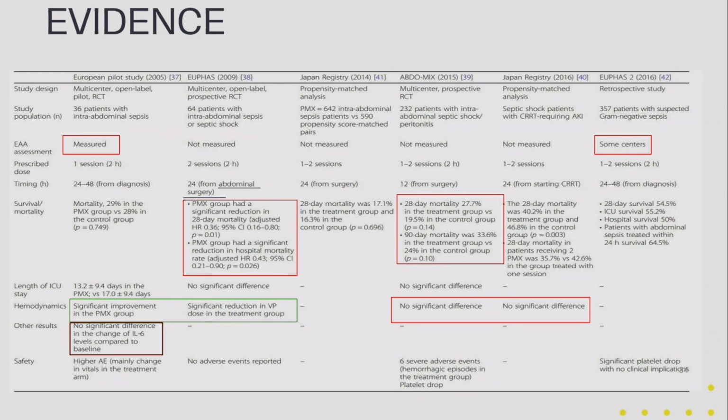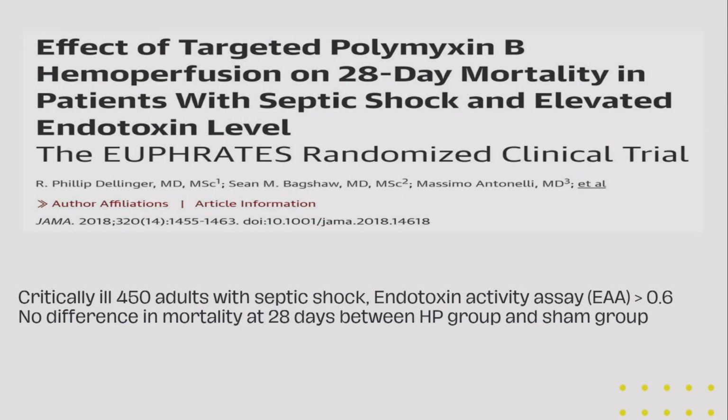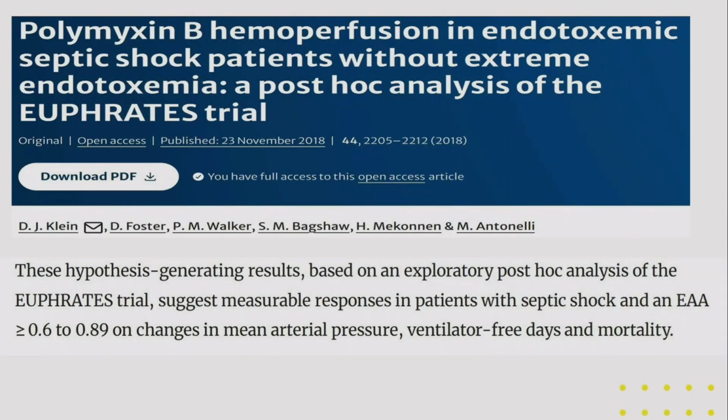If you look at the initial study, EUPHAS, it gives very good results. But after that, when EUPHRATES came, it was almost a negative study because it didn't give us anything after 28-day mortality benefits. But it did give us a reduction in the vasopressors. It gave us ventilator-free days, but the mortality benefits were not seen. This was a post hoc analysis. In the post hoc analysis, what happened?